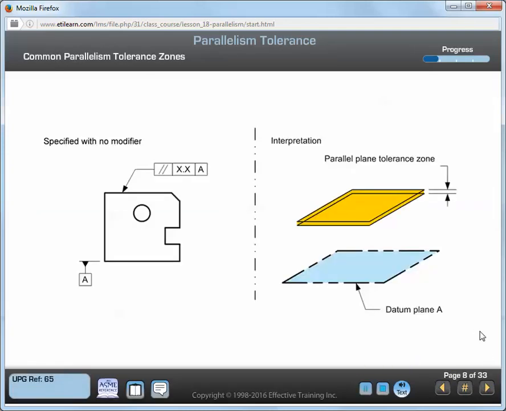The two common tolerance zones for a parallelism tolerance are two parallel planes and a cylinder. The default shape of the tolerance zone is two parallel planes, parallel to the datum reference and separated by the tolerance value.